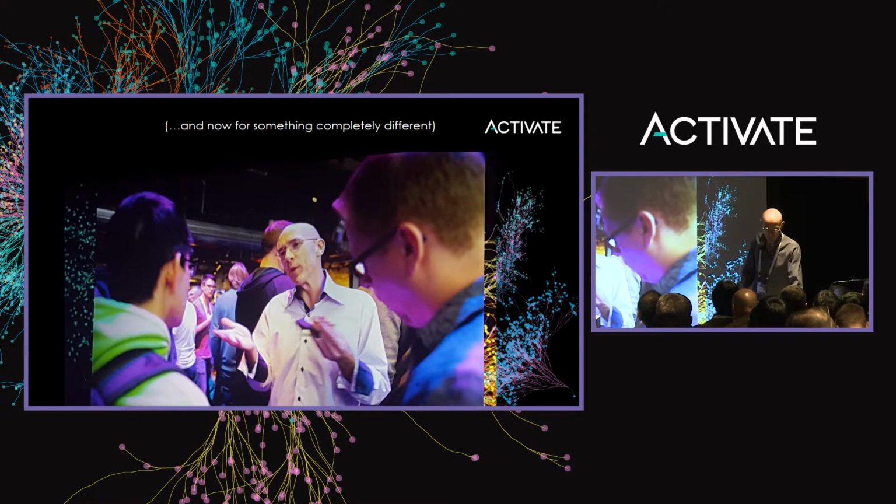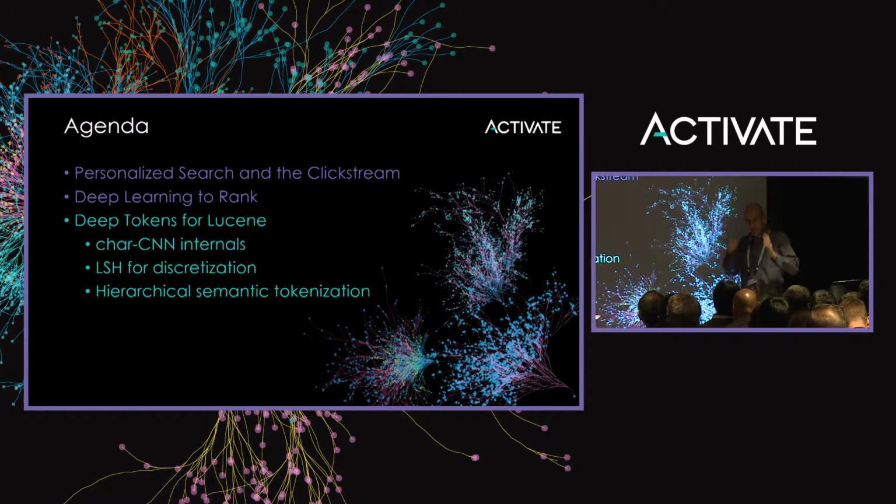This is me trying to explain to them my notion of deep tokens for Lucene, and hand-waving my way through it, and they're both great audience listeners because they both showed either why I'm wrong or why it's trivial, or both. But we'll see. I don't think it is. I think there's still some possibilities here.